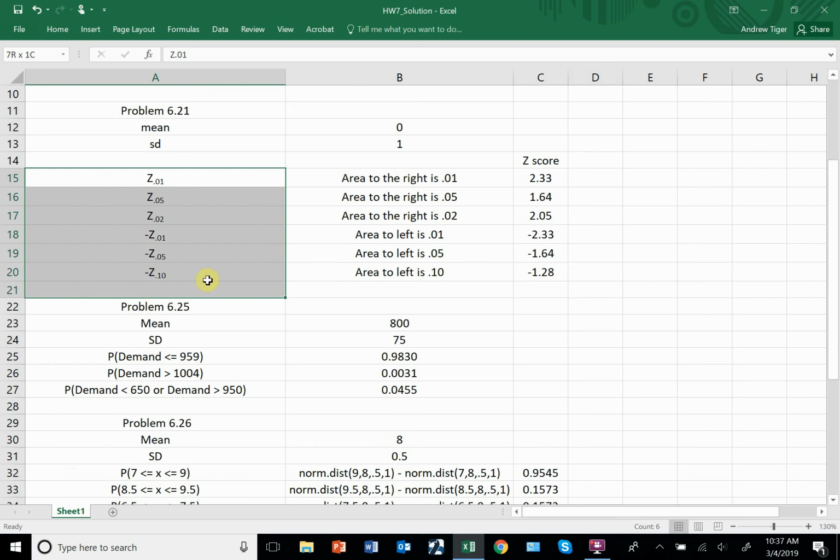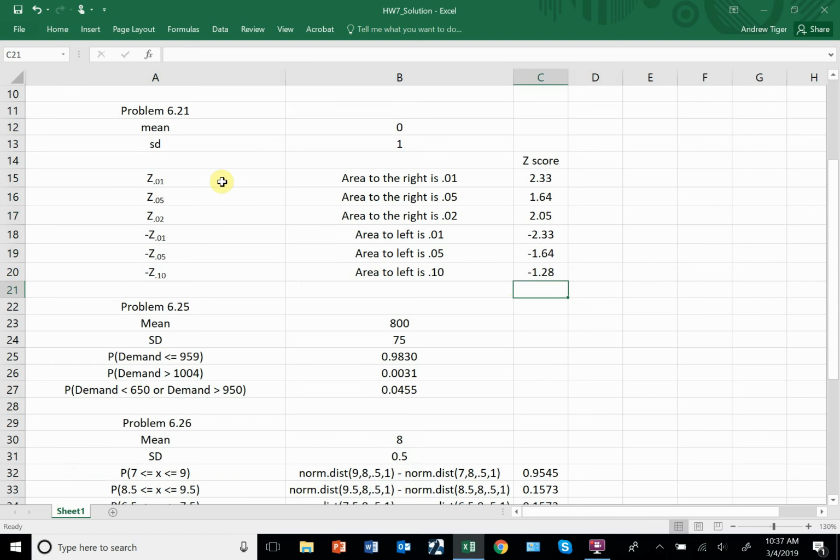For problem 621, I'm not going to grade because I didn't go over the notation, but when you see notation like this, what they're looking for is what is the z such that the area to the right is 0.01. What is the z such that the area to the right is 0.05. What is the z such that the area to the right is 0.02. And then on these, what is the z such that the area to the left is 0.01. What is the z such that the area to the left is 0.05.